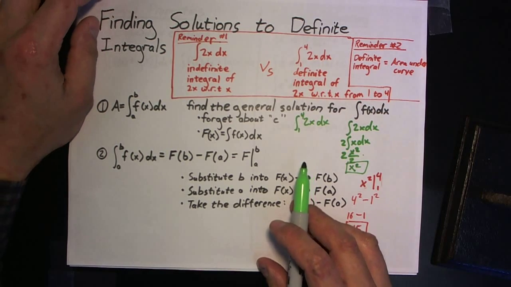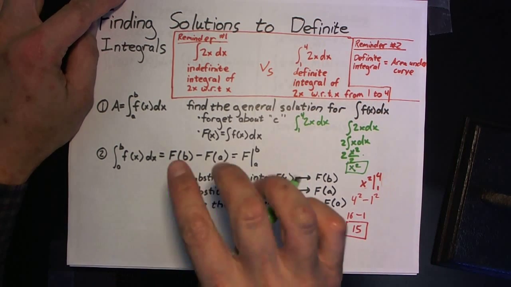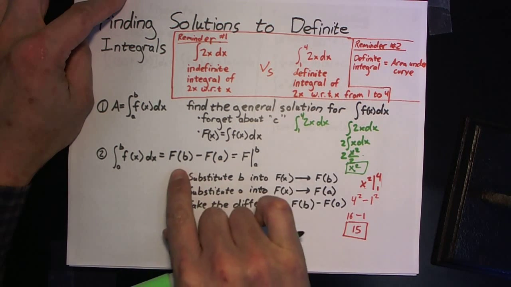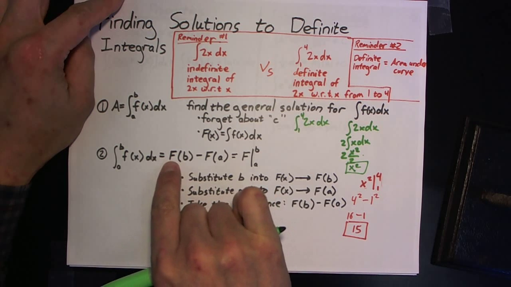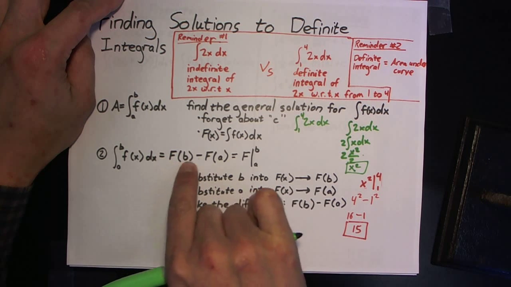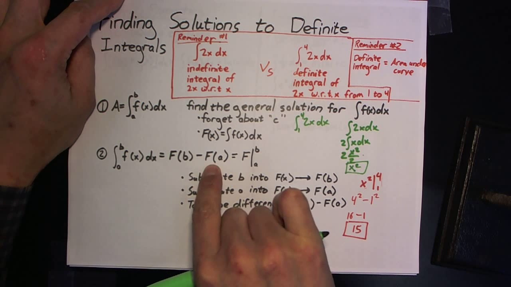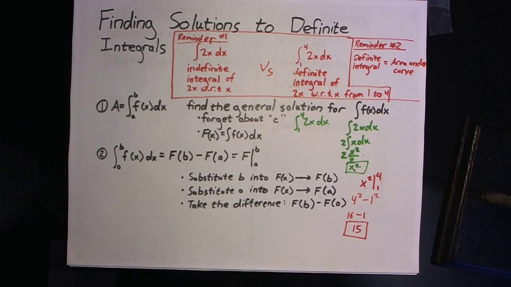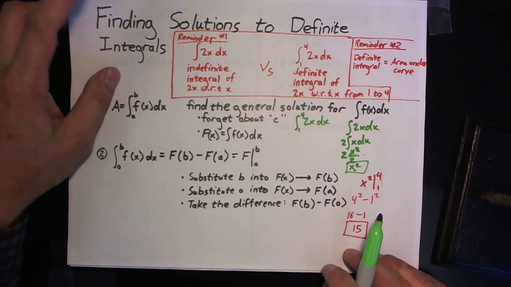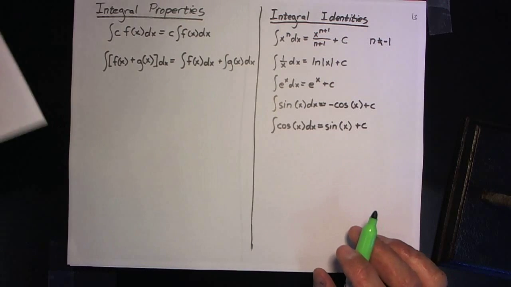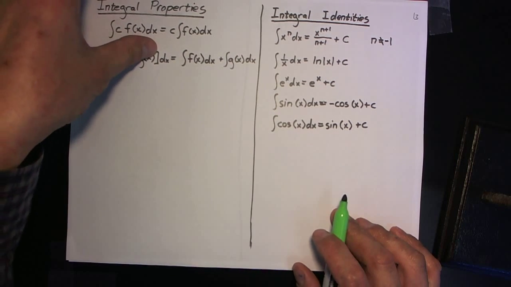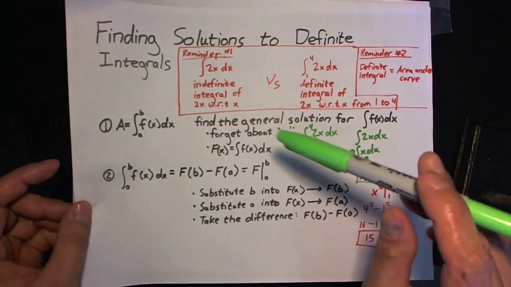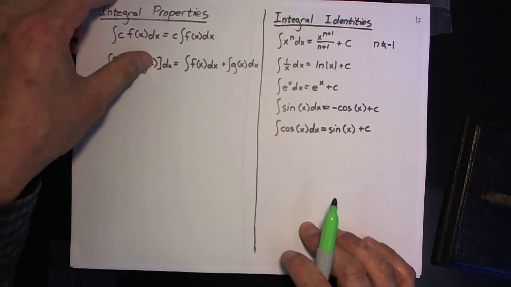Just a reminder, the fundamental theorem of calculus tells us that we can evaluate the indefinite integral first, forget about the c, take that function, and evaluate it at the upper boundary, subtract the same value at the lower boundary, and then that will give us a single number as our solution to the definite integral. Here are our integral properties and integral identities that we will need in order to do step 1 of this problem.